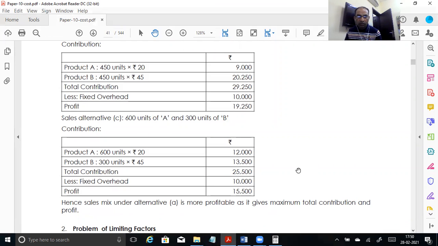Okay, so this is all for today's class. I think I have covered a few portions of this unit 2, and we will start from illustration number 3 in the next class.